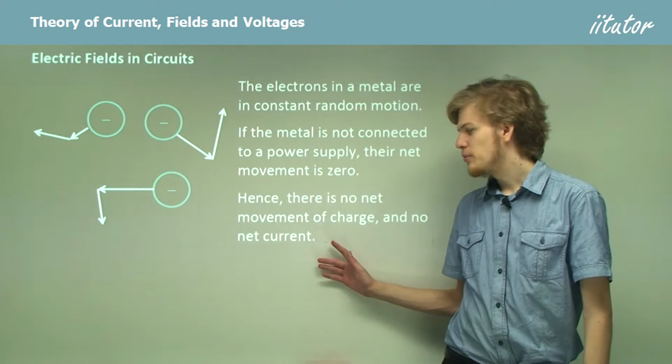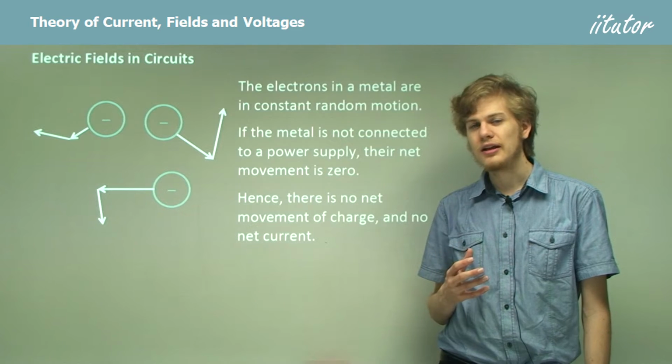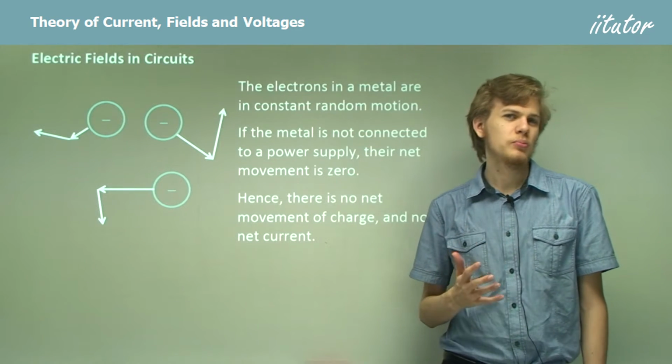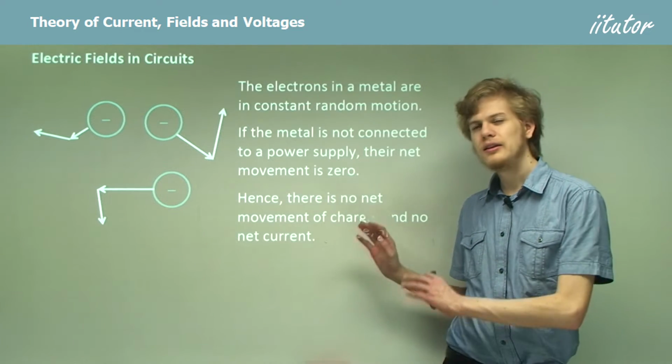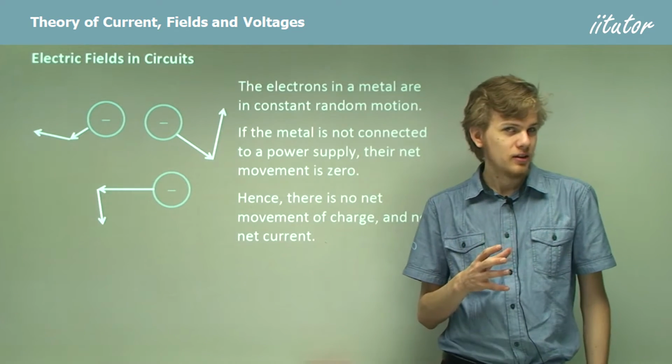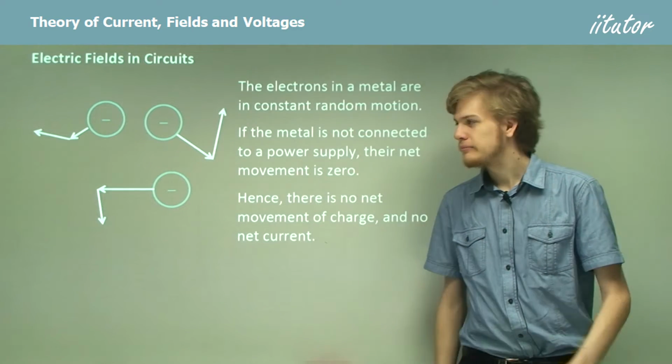So there is no net movement of charge and no net current as long as we don't apply a voltage across it. So what happens when we do apply a voltage across it? Do they all suddenly line up and start moving in one direction? Well, you might expect that, but the answer is in fact no.